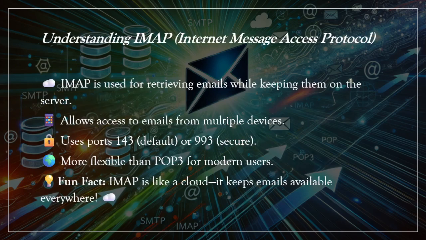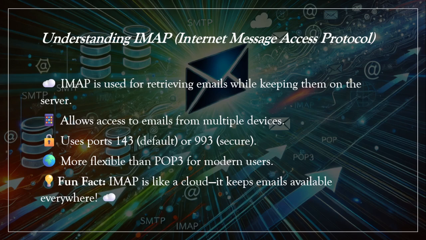Now I'll talk about IMAP, or Internet Message Access Protocol. It is designed to retrieve emails while keeping them stored on the server. This means you can access your emails from any device, anytime, anywhere. Unlike POP3, which downloads and deletes email, IMAP syncs your inbox across all devices. So if you read an email on your phone, it's marked as read on your laptop too.